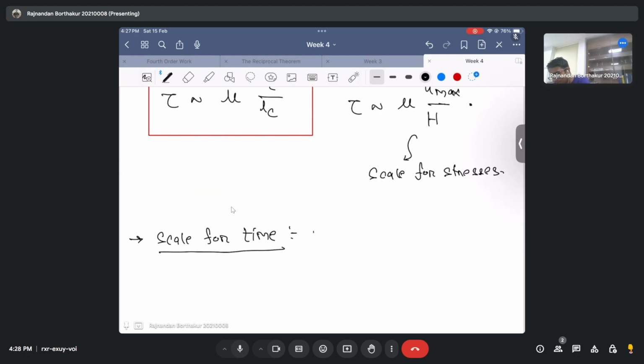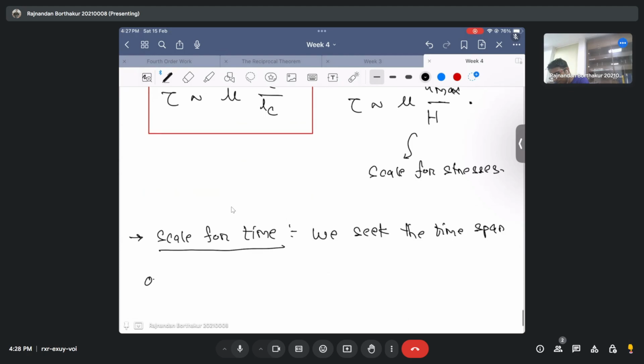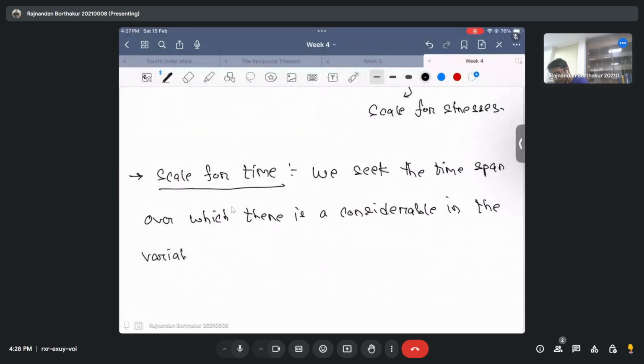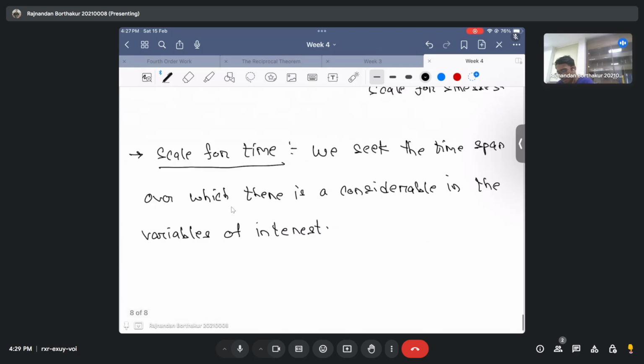So in time scale, what we seek is the time span over which there is a considerable change in the parameters or in the variables of interest. And let us see what I mean by this statement.